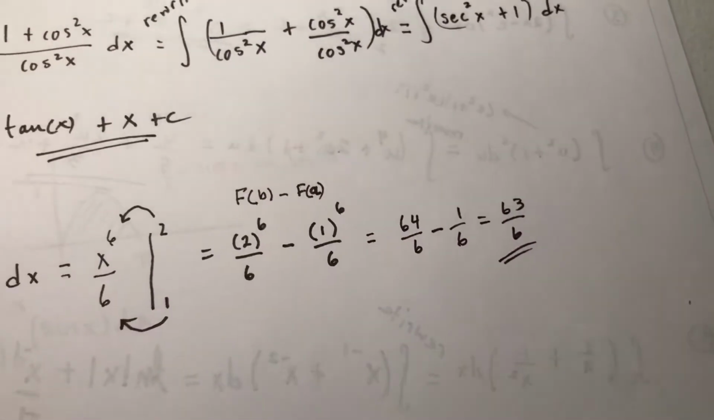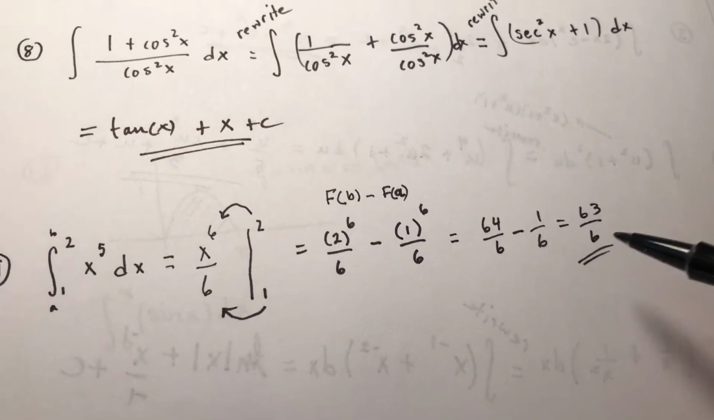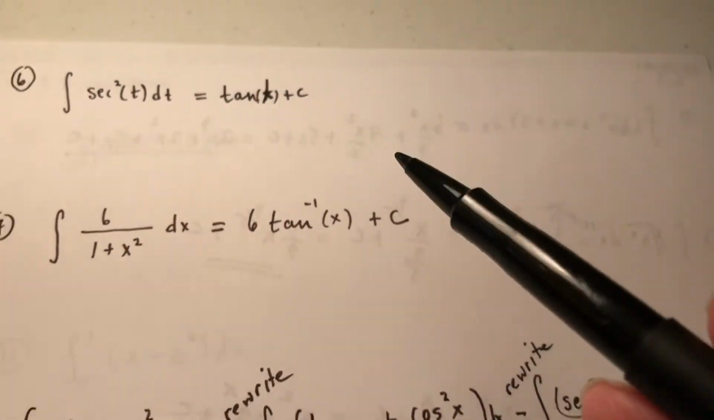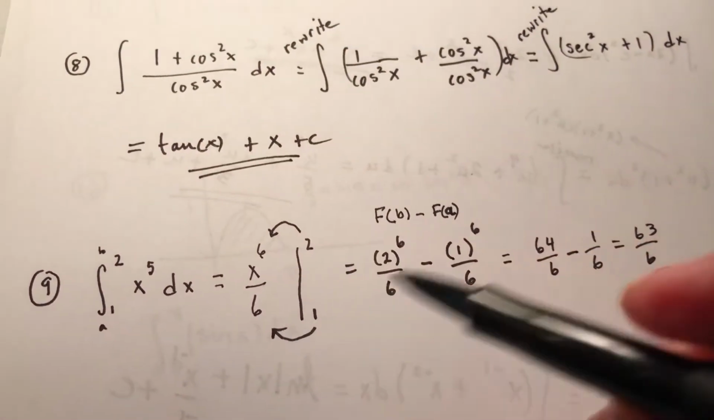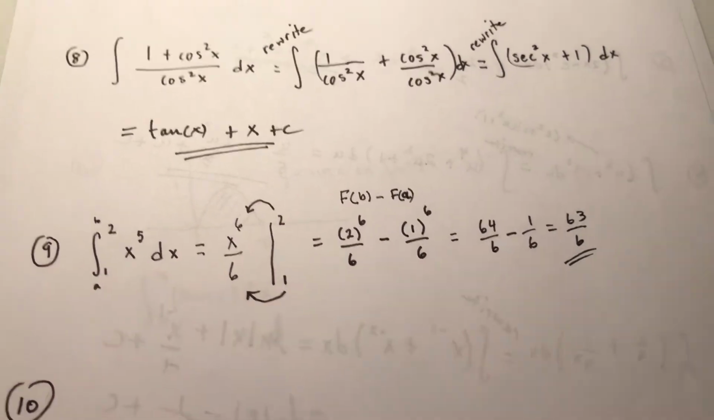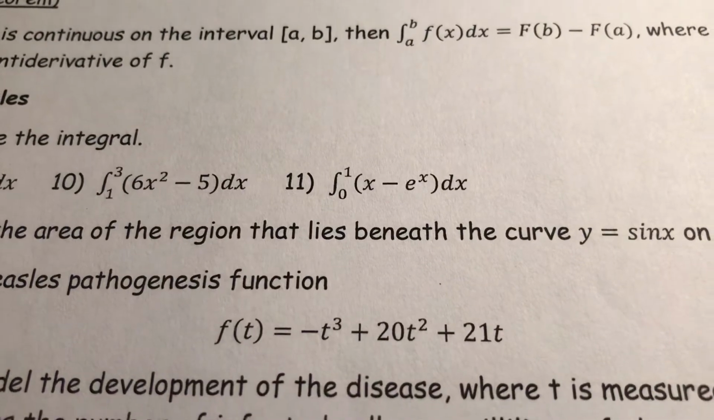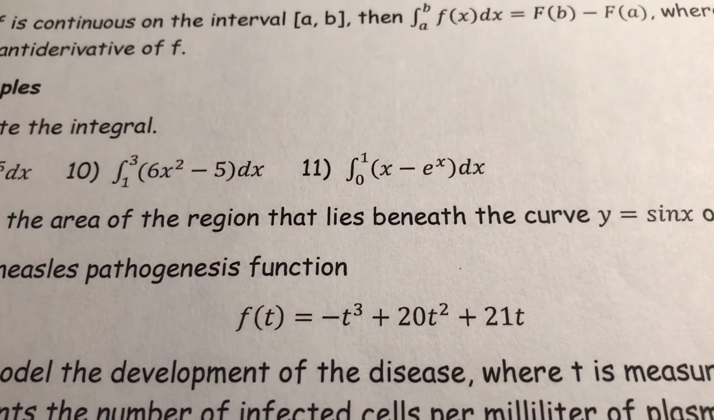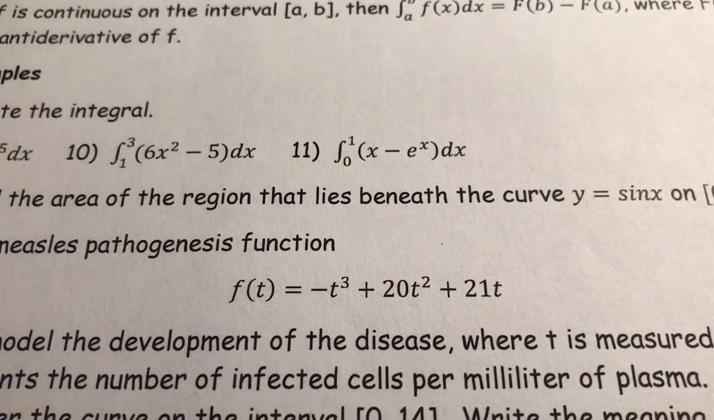All right, our first definite integral. It's called definite because look, we get a number. Up here we were getting this plus c every time, and we're getting an antiderivative. Now we get an antiderivative, and we're going to put values into it. Let's look at number 10. Number 10 says the integral from 1 to 3 of 6x squared minus 5 dx.